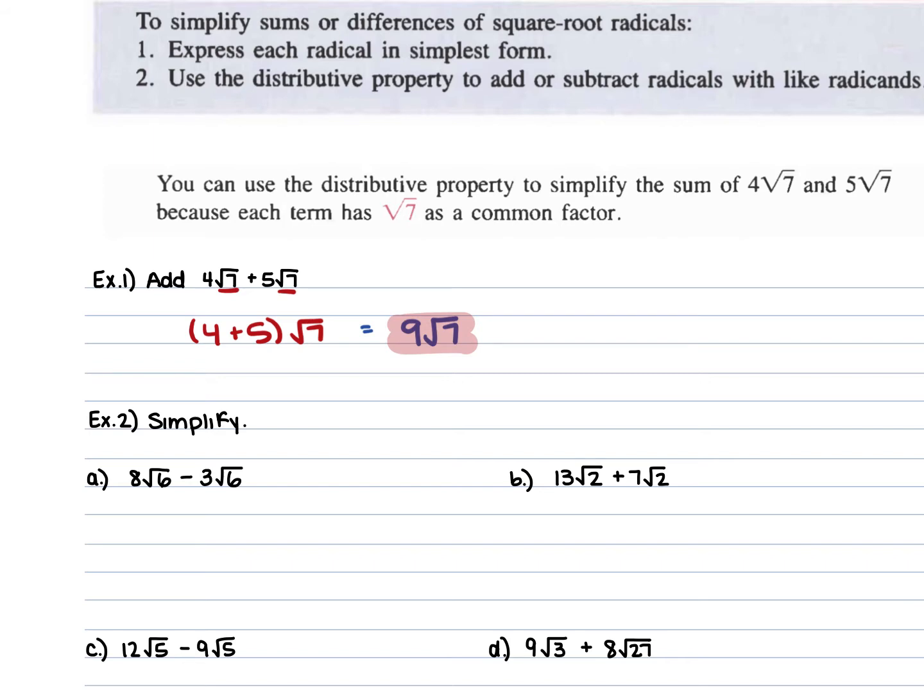For example 2a, we have 8 square root 6 minus 3 square root 6. Square root of 6 is in simplest form. We cannot simplify it any further, so we're just going to combine what's in front. So we're going to do 8 minus 3. Keep the square root of 6. That gives us 5 square root 6.